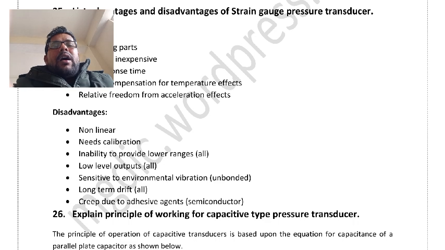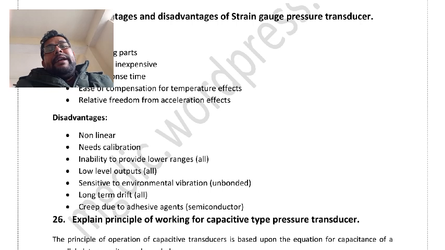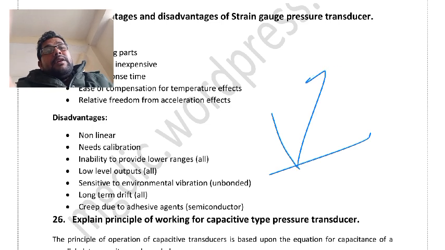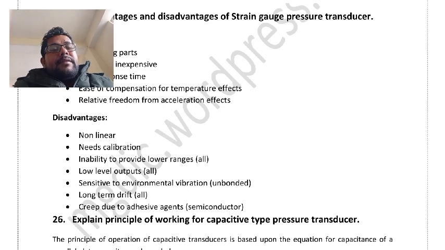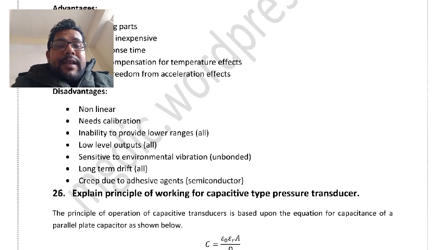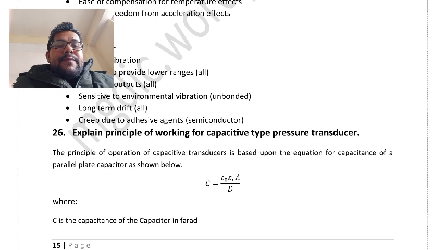Next, the disadvantage is non-linearity. Our pressure response will not be linear up to the range, because sometimes if we are increasing the pressure, then the galvanometer range must be increased. It will be non-linear. It may be increased based on the applied pressure. It is also sensitive to environmental variation, and long-term drift is there.